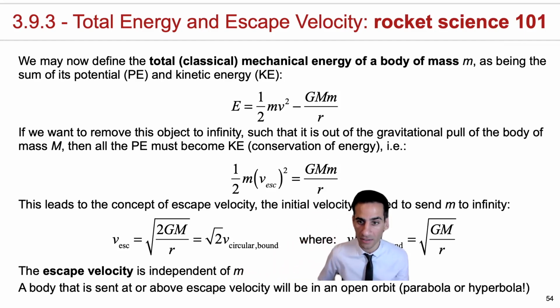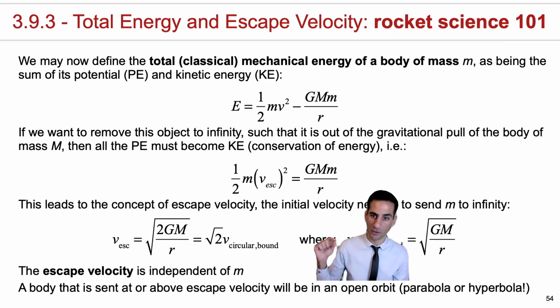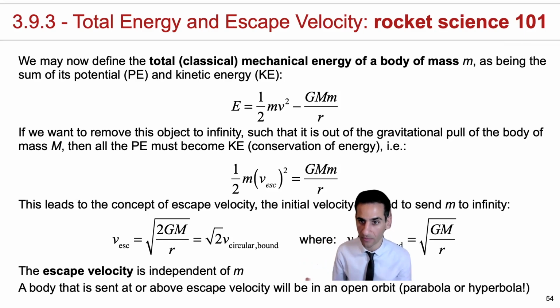And essentially, when you achieve or exceed the escape velocity, your orbit will no longer be an ellipse. It will either be a parabola or a hyperbola, depending on the energy that you're actually injecting, or the total energy of the system, really.